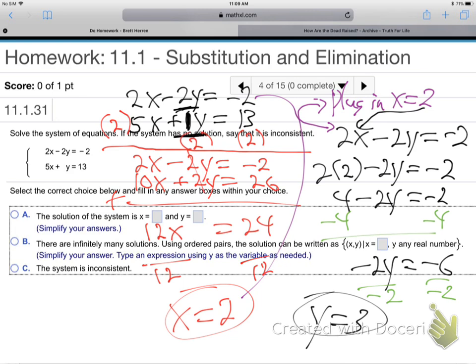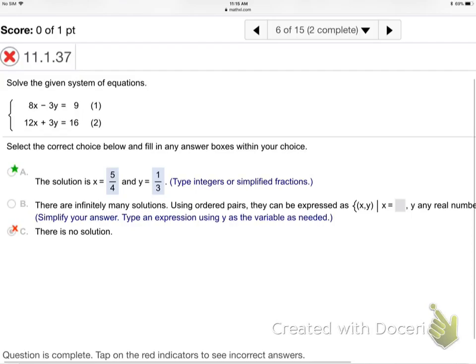Doesn't really matter. Either make the x's opposites or the y's opposites so that when you add them, they drop out. Because we don't want two letters at once. We want only one letter. We can't solve two at once. We got to get somebody to drop out, right? All right, 6 it is. So, okay, so we have 8x minus 3y is 9.